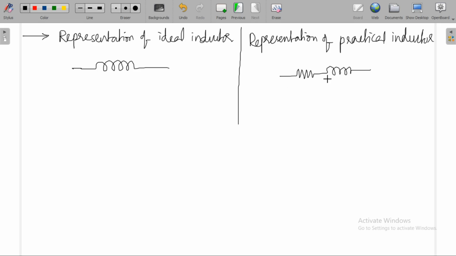That's why a practical inductor can be represented like this: R, L. This practical inductor has some resistance, and it is exactly equal to the resistance of the wire used to wind the coil. How can we construct a physical inductor? You take a length of wire and wind it into a coil like this, and that is nothing but an inductor.